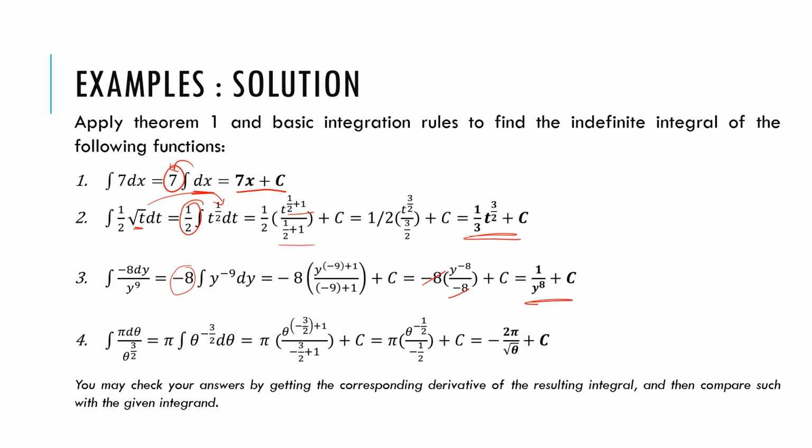Next is number 4. In isolation pi, law of exponent, then power rule again, and yeah, we will have negative 2 pi over square root of theta plus c. Same as before, you can rationalize that, and you may check your answer by getting the corresponding derivative of the resulting integral. You can do that, and then compare such with the given integral. Don't know if tama yung sagot nyo, but it is not necessary, guys, if gusto nyo lang. Okay, let's head on with the next slide.